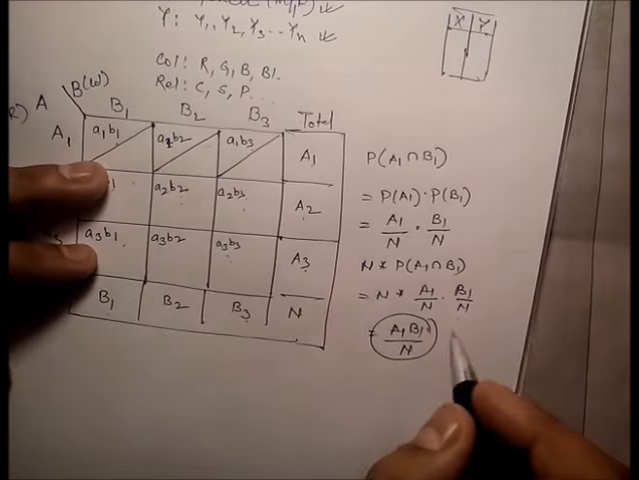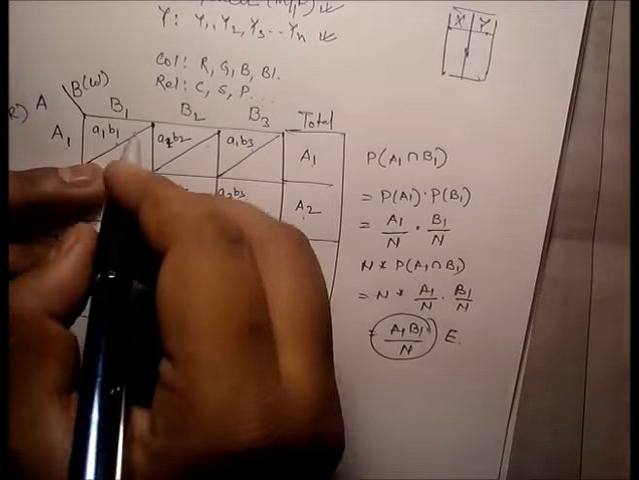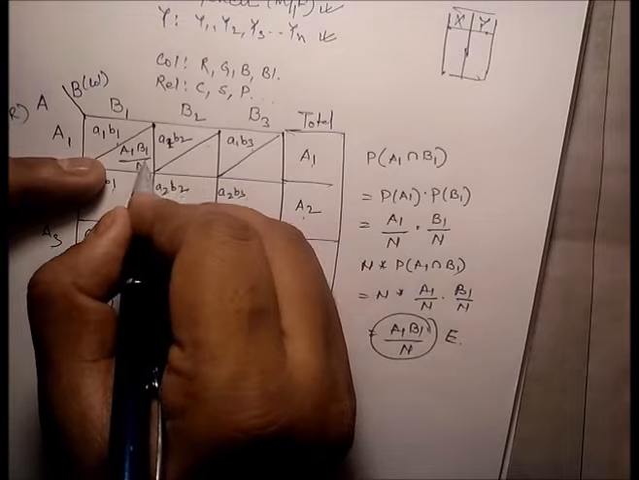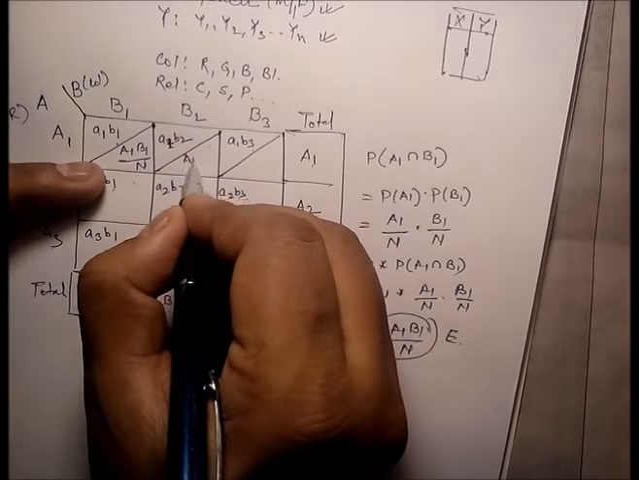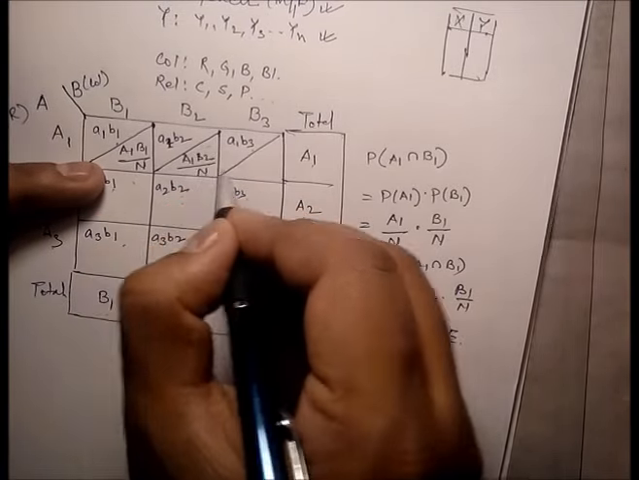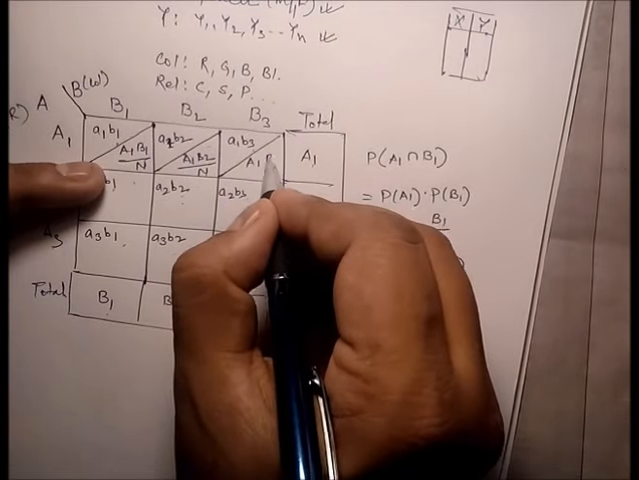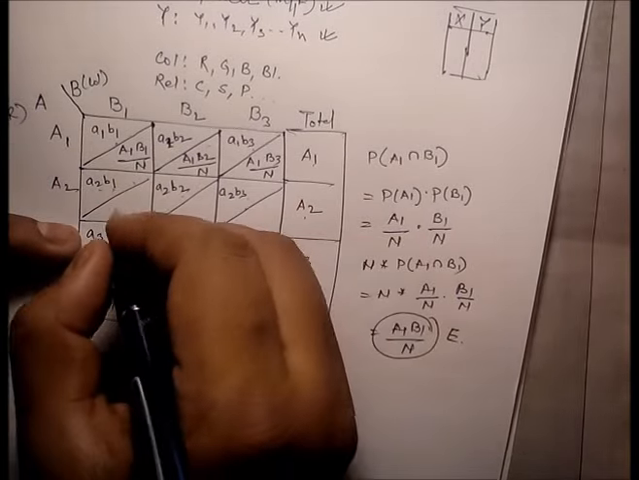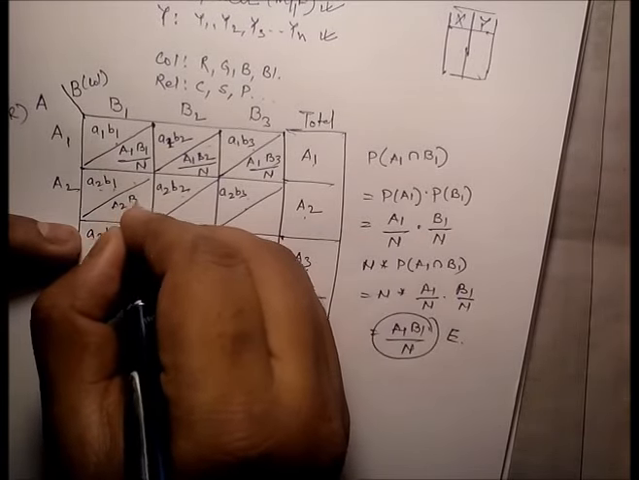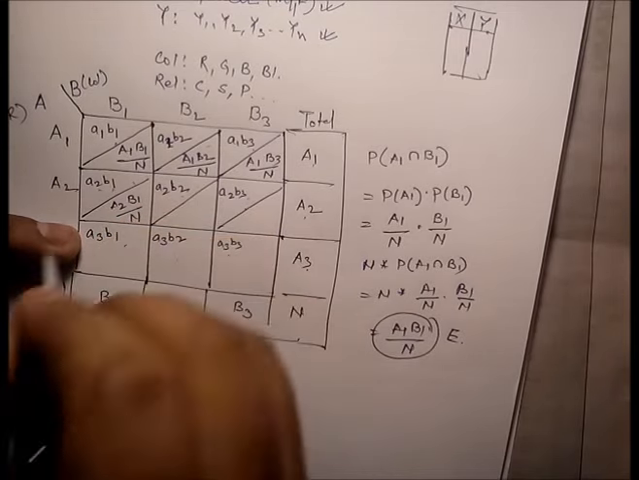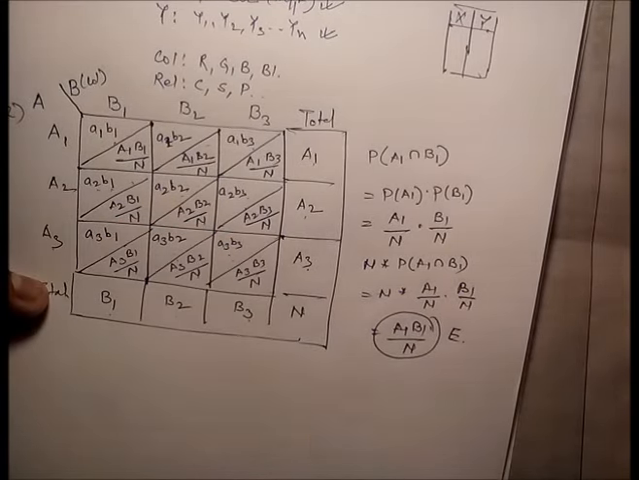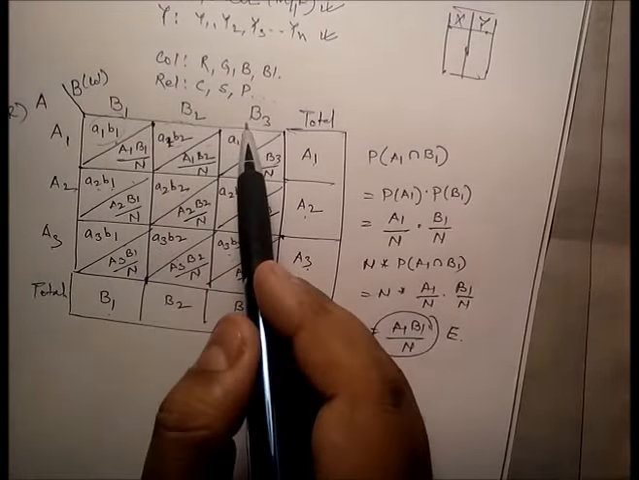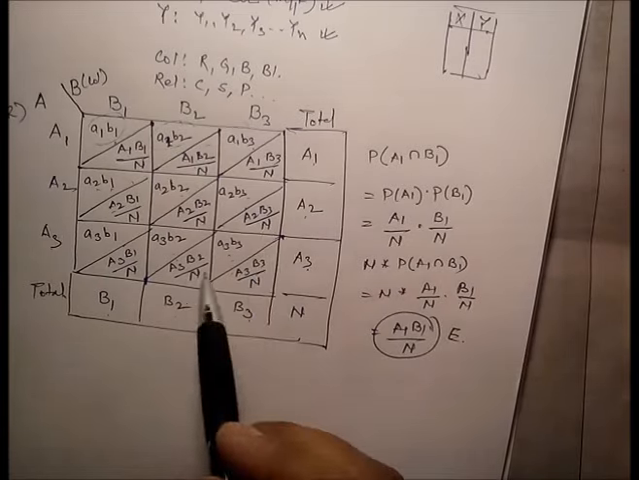So here expected, so these are our expected frequencies. So here expected frequency A1 B1 by n, here A1 B2 by n, here A1 B3 by n, similarly A2 B1 by n. Okay, so we can get all the, so these are our observed frequency and these are our expected frequency.